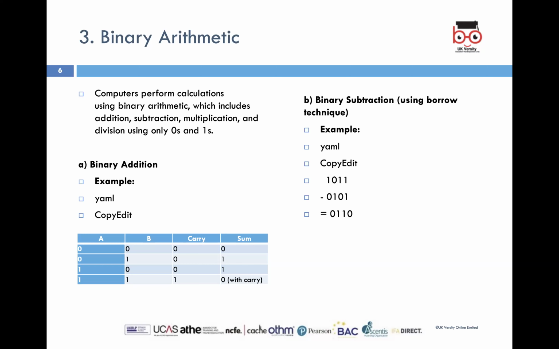Binary subtraction. Example: 1011 take away 0101 equals 0110.